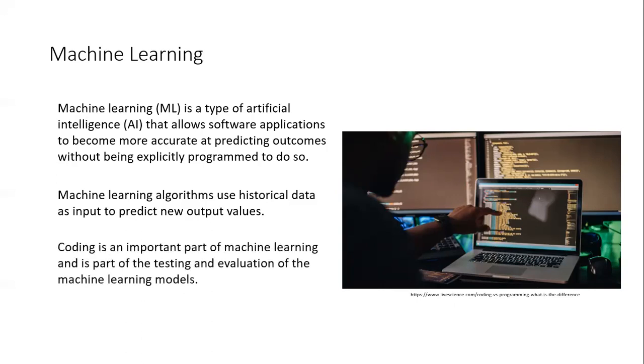Coding is an important part of machine learning and is part of the testing and evaluation of the machine learning models. Machine learning is implemented through some coding language, which in this case is Python. Python is the most used programming language for machine learning and development. 57% of data scientists and machine learning developers use it, and 33% prioritize it for development.